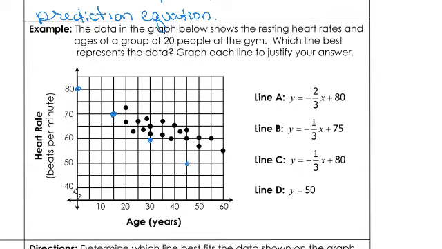Down 1 over 3, down 1 over 3. Yeah, that doesn't look so promising. The data doesn't really follow that line, does it? So that's probably not a good choice. How about the next one? Starting at plus 75, going down 1 over 3. Okay, same one as before.